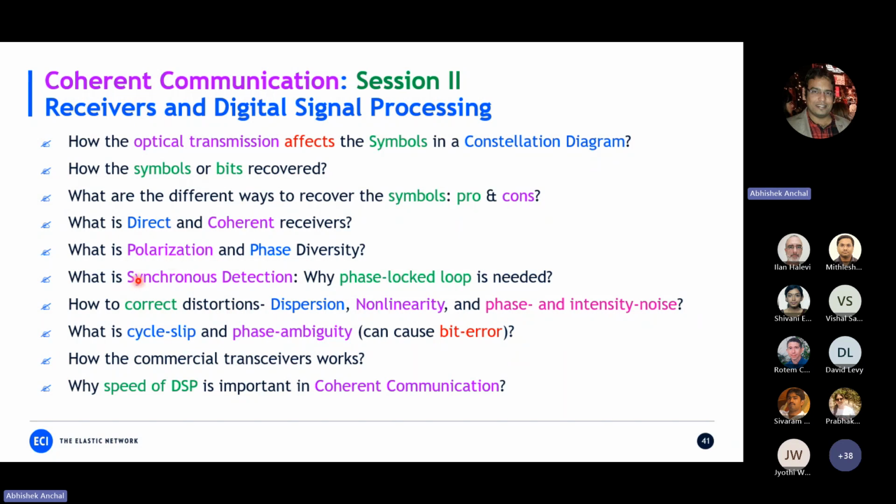Then we are going to discuss synchronous detection, which is used in all the modern transceivers. And then we will briefly see how dispersion, nonlinearity, and noises get cancelled.